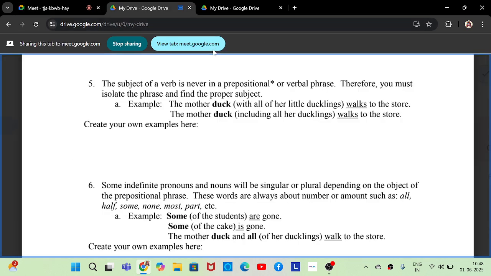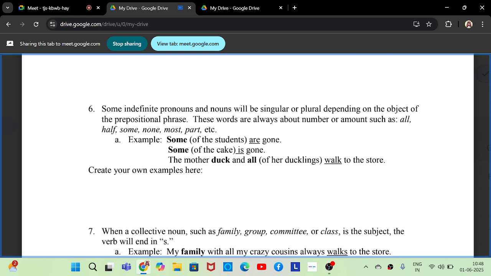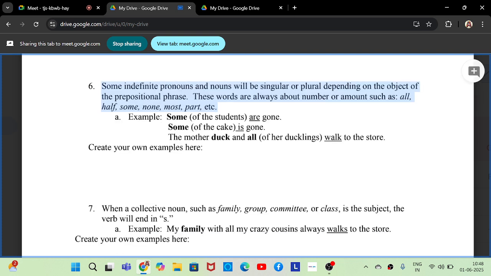Now we will go through the last rule, the sixth one. Some indefinite pronouns and nouns will be singular or plural depending on the object of the prepositional phrase. These words are always about number or amount, such as all, half, some, none, most, part, etc. They will be either singular or plural, depending on the object of the prepositional phrase.